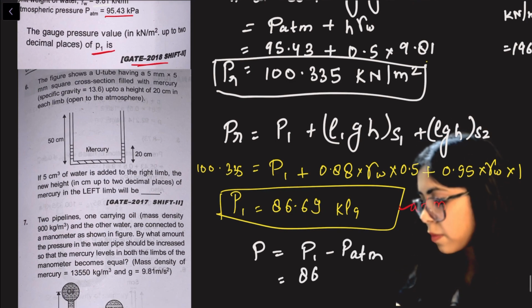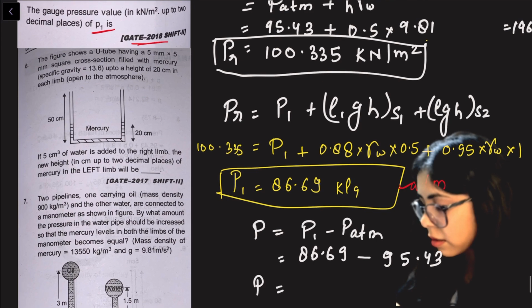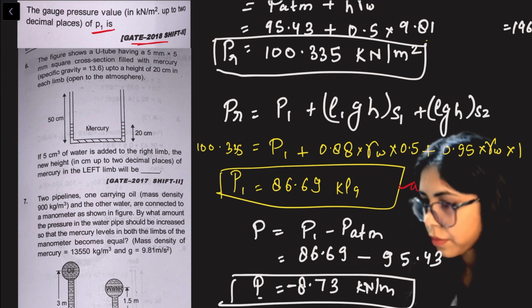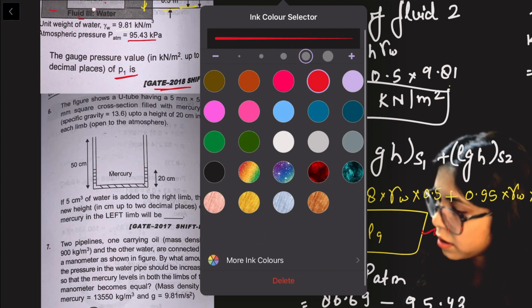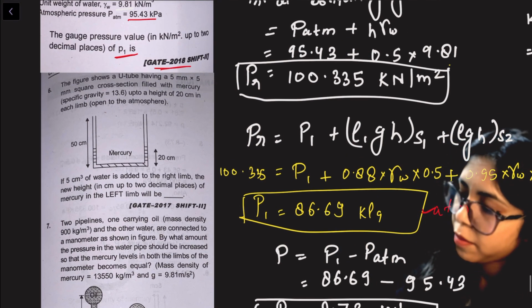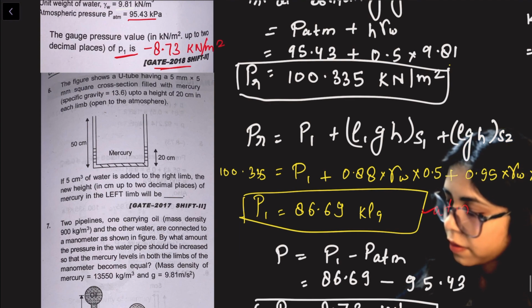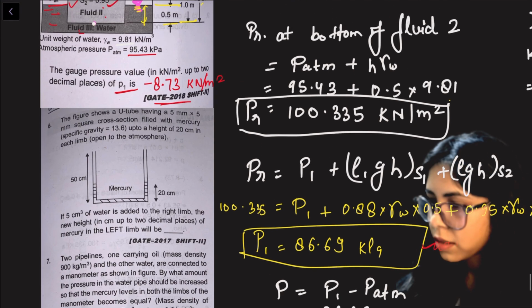So I have 86.69, and what is the atmospheric pressure? It is minus 95.43 kPa. Then I get the answer as minus 8.73 kPa, or kilonewton per meter square. This is the pressure. So P1 value is minus 8.73 kilonewton per meter square. So this is the answer here.